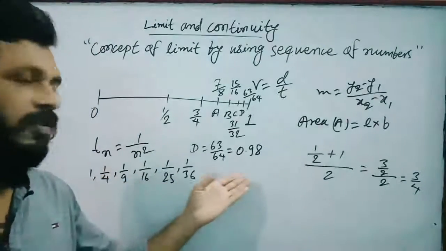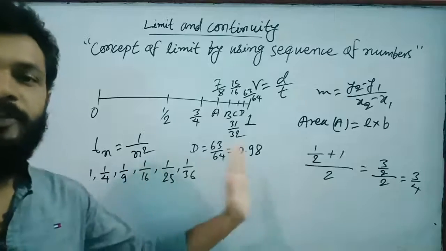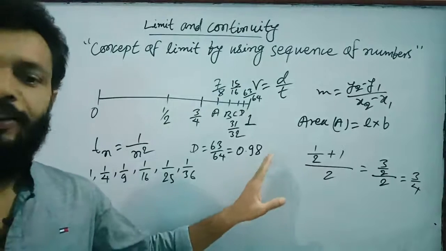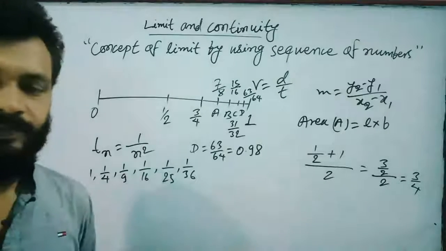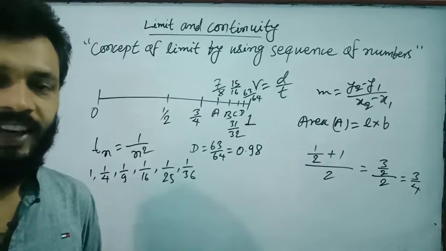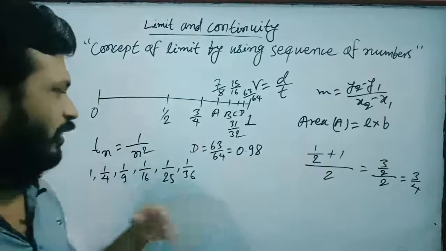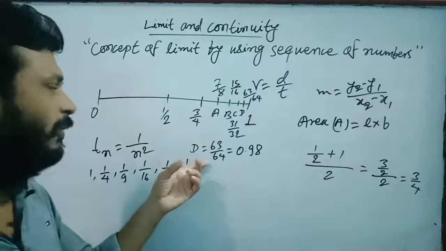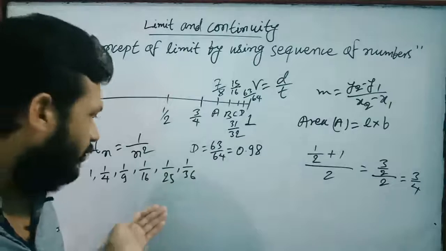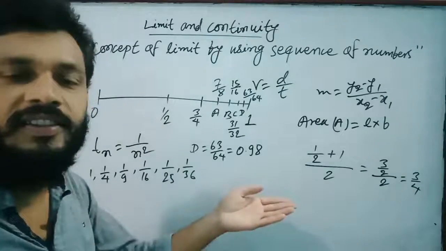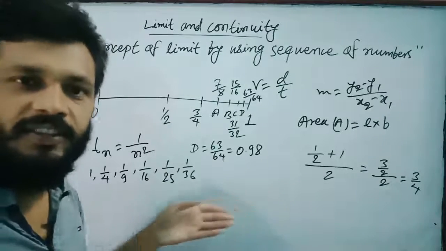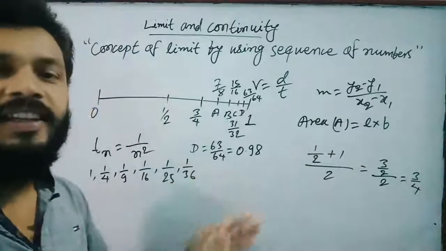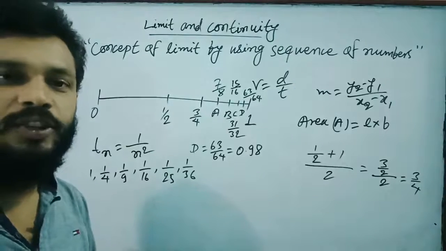what is the value of the last term up to infinity? Can you guess? What is the value? You know, at last it will be 0. Yes. How? Because the numerator is constant but the denominator is increasing, so its limiting value will be 0.